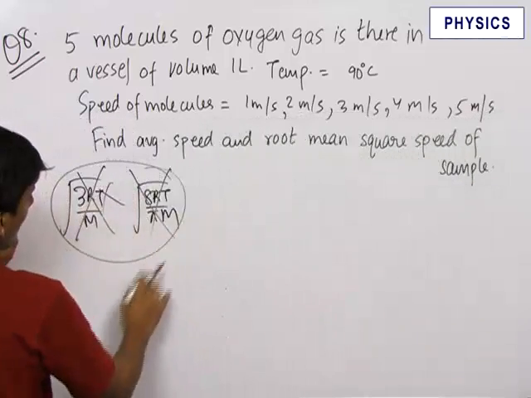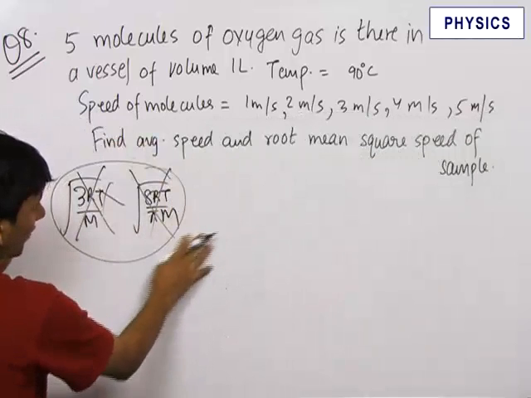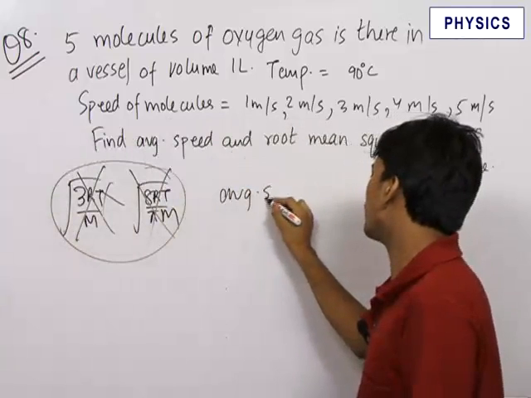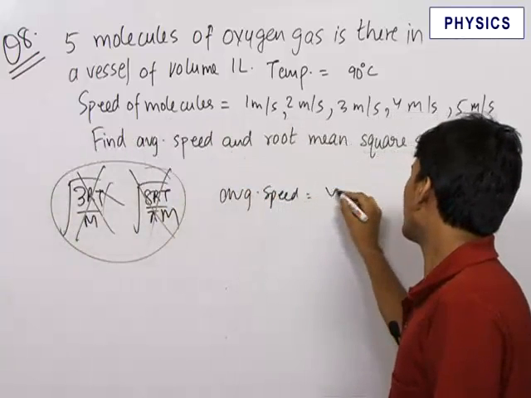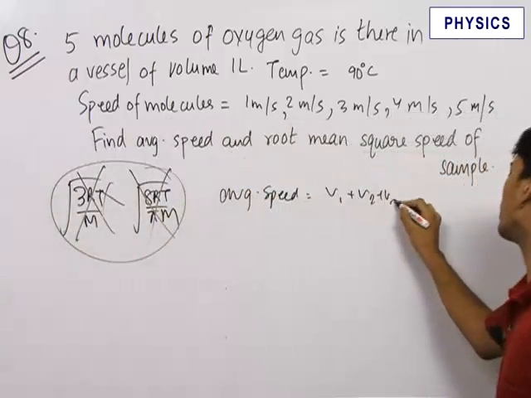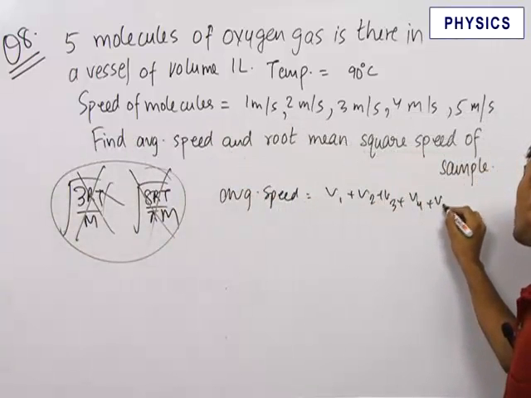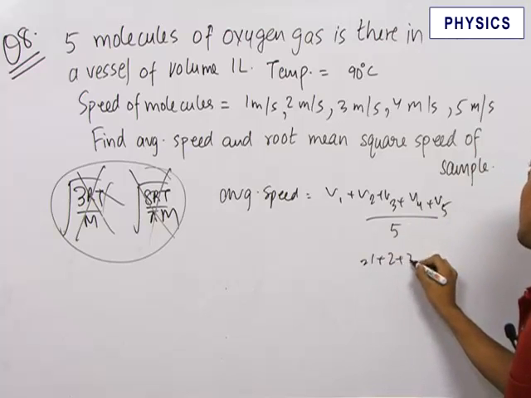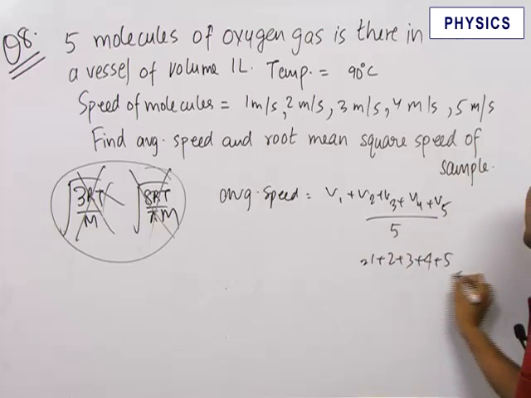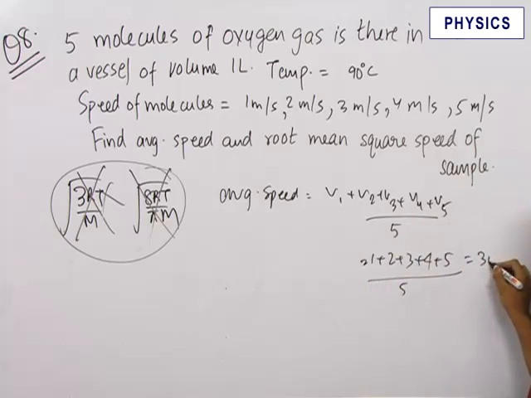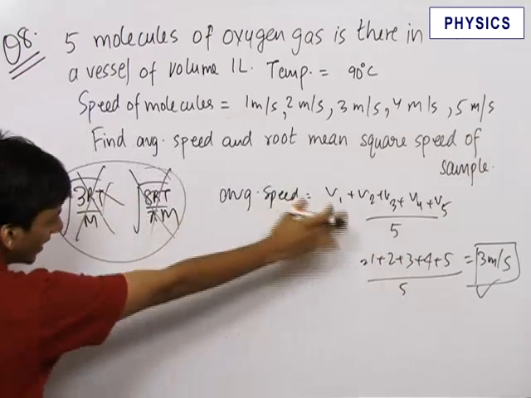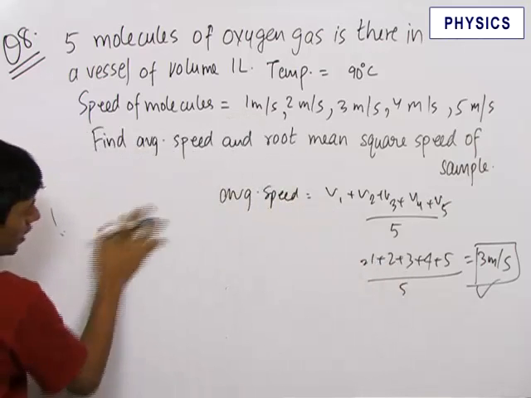So we just go by the basic definition of average speed and root mean square speed to find out the answer over here. Average speed is equal to V1 plus V2 plus V3 plus V4 plus V5 upon 5, that is equal to 1 plus 2 plus 3 plus 4 plus 5 upon 5, that is equal to 3 meters per second. We get the average speed directly from this equation.